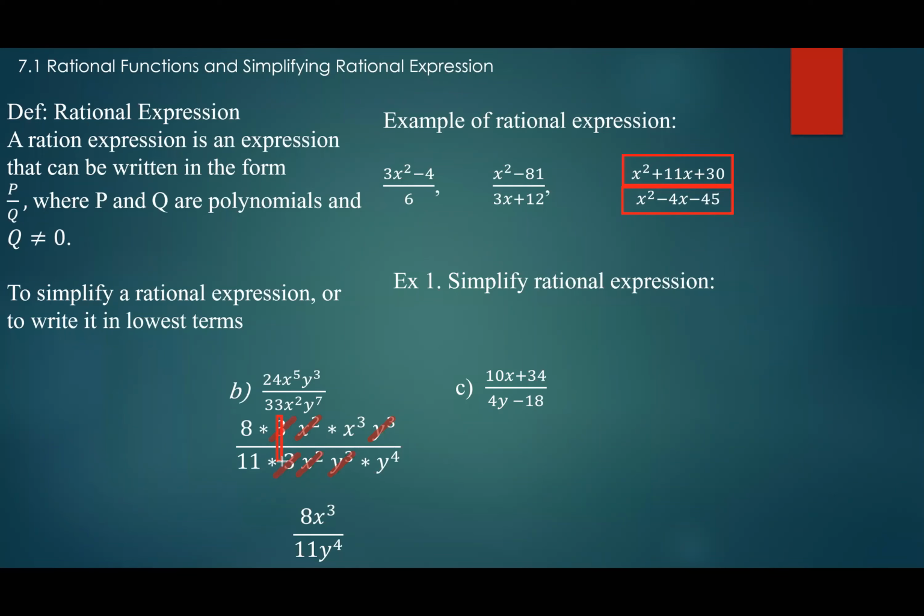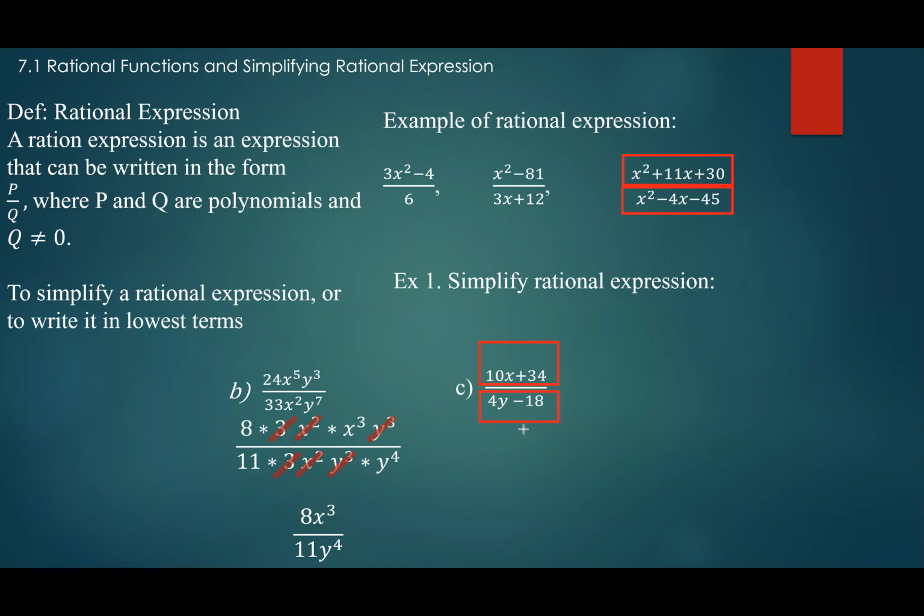If you have a monomial over a monomial, the 3 over 3, you can cancel them. The x squared over x squared, you can cancel them out. And vice versa, the y to the third over y to the third, you can cancel them out. But if you have a binomial over a binomial, you cannot pick and choose. Meaning you cannot say, oh, the 4 and the 10, I can cancel them out.